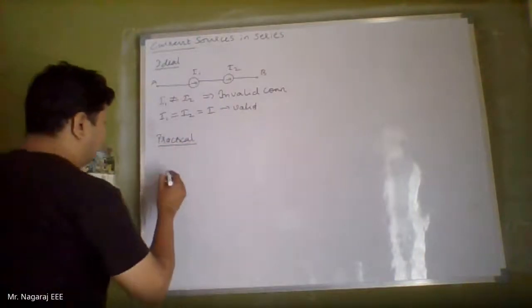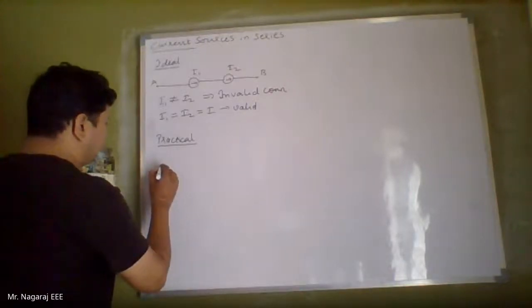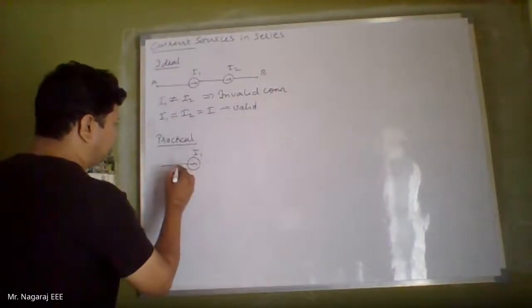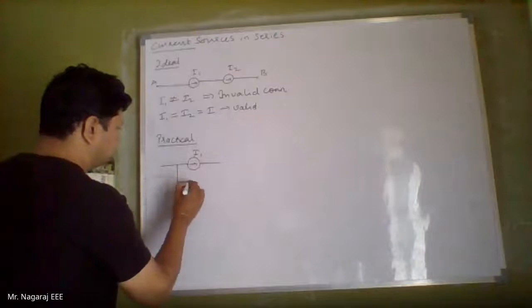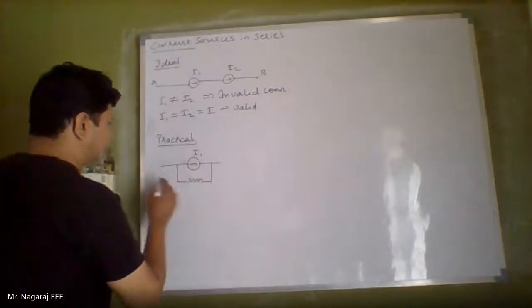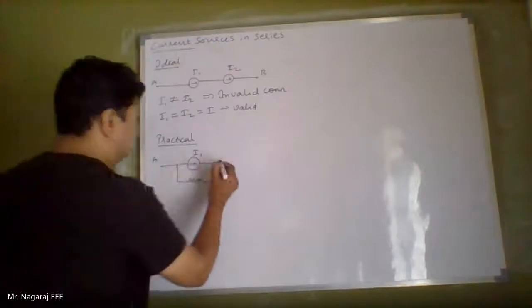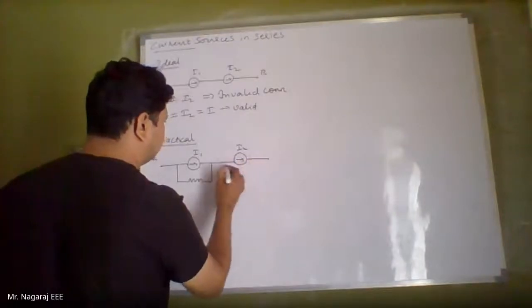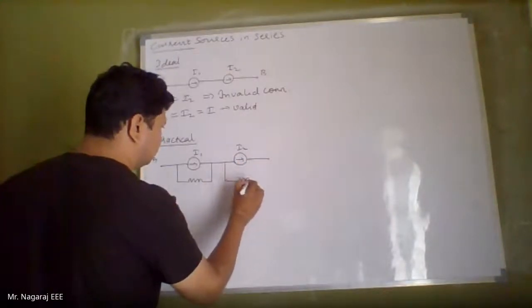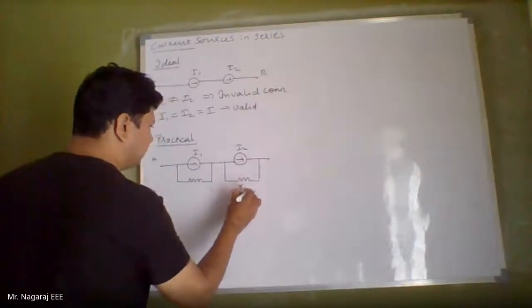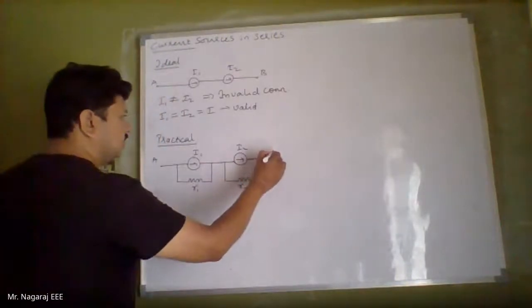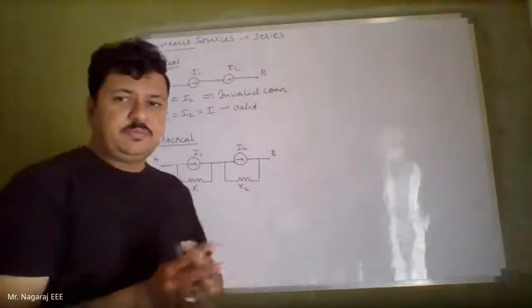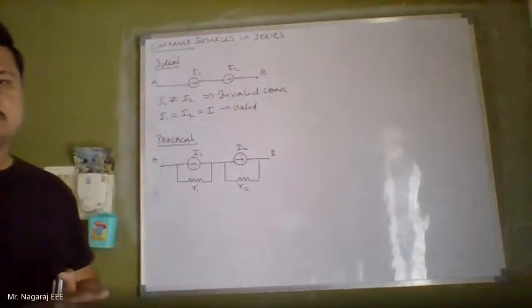Practical case. Now we know that practical current sources will come with a resistance in parallel to them. I1, I2. Let this be R2, let this be R1. Okay. So now there is a possibility of practical realization of this connection.